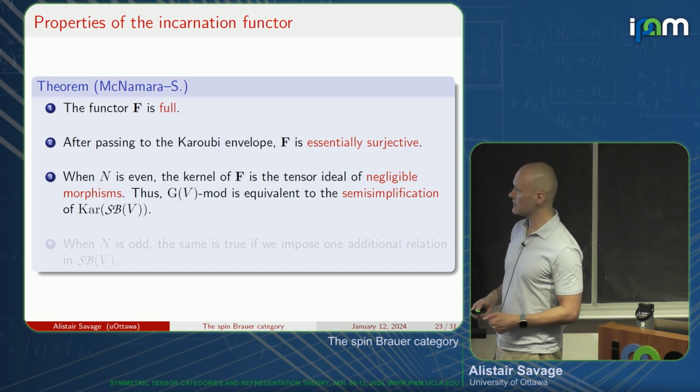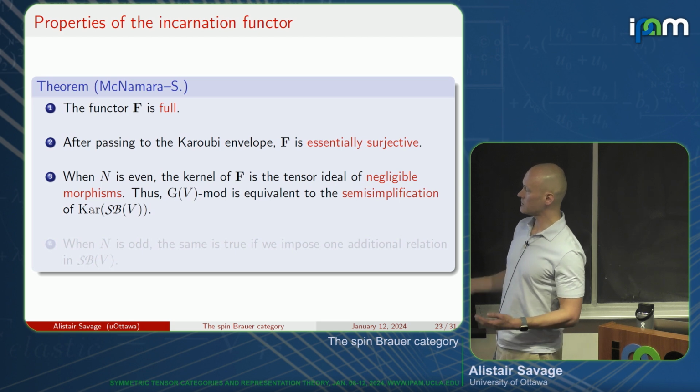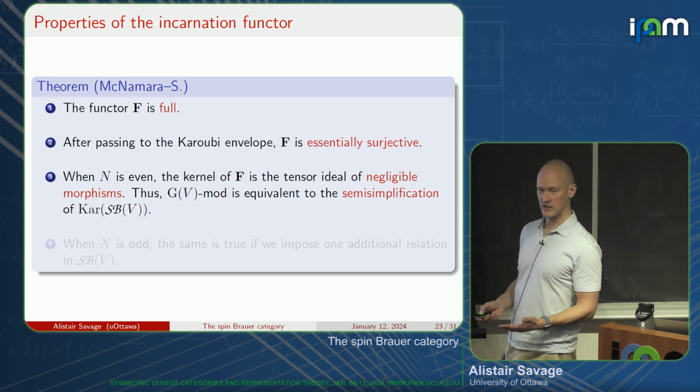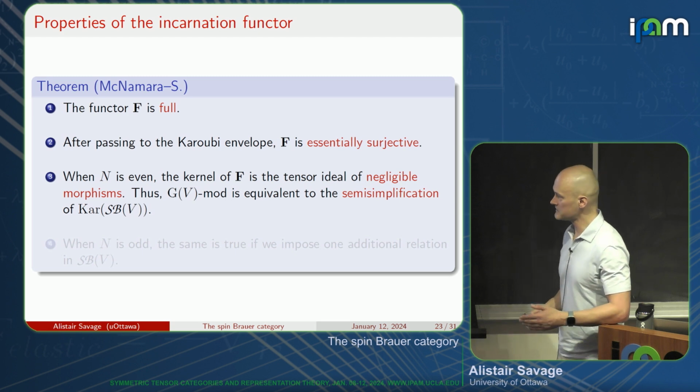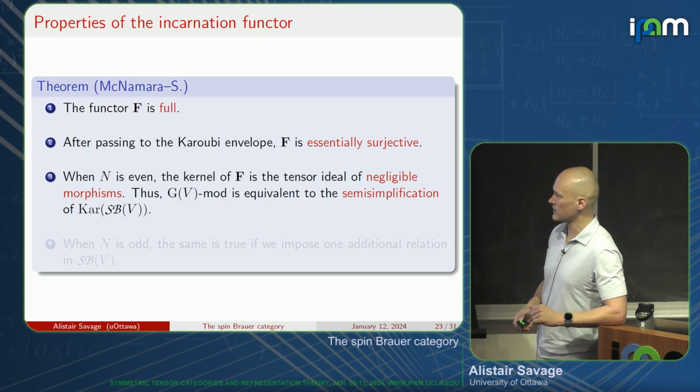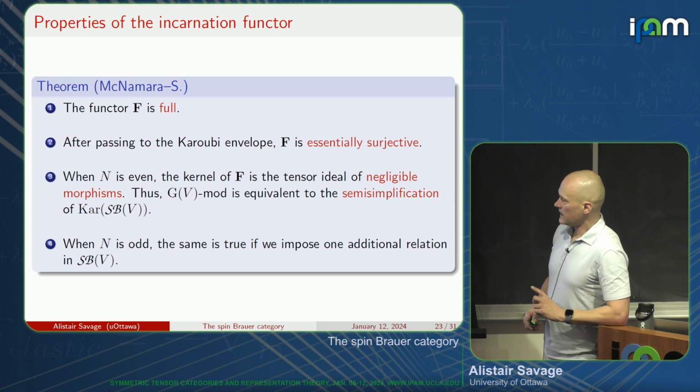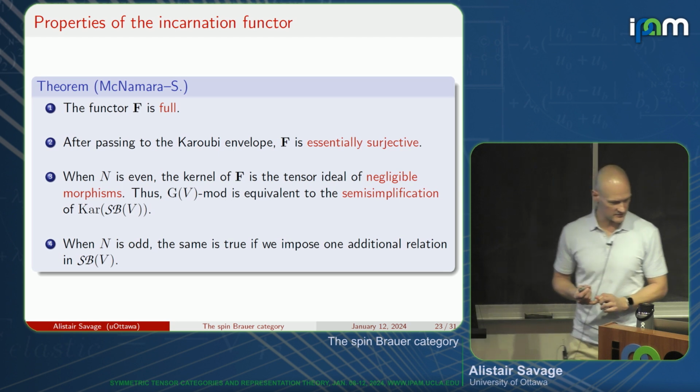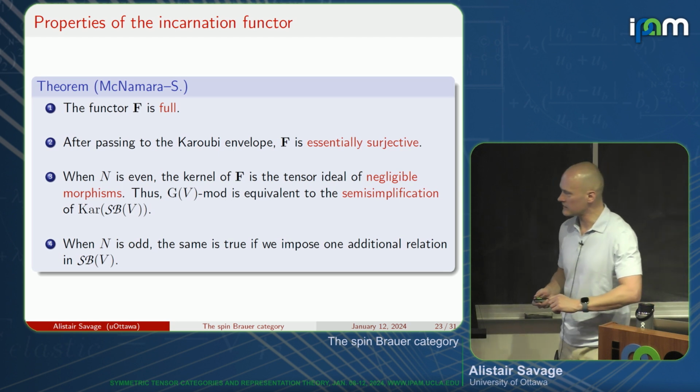So another way of saying the same thing is that modules for this group are equivalent to the semi-simplification of the spin Brauer category, same as the statement we had for the usual Brauer category. When n is odd, this remains true if we impose one additional relation. And I'll tell you in a little bit what that one additional relation was. It was one of the more mysterious things that we came across that we were stuck on for a bit and then finally worked it out.